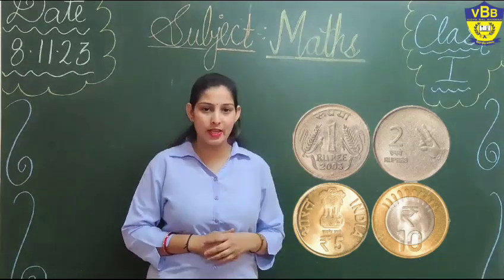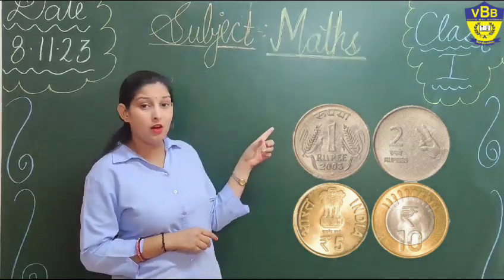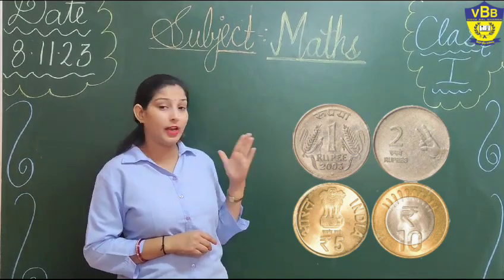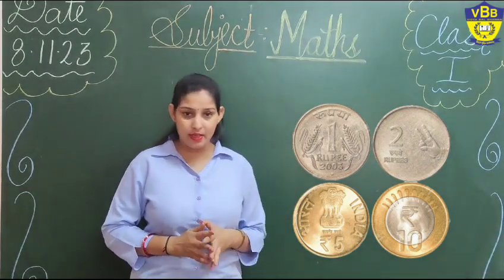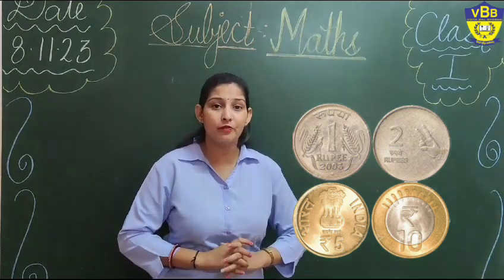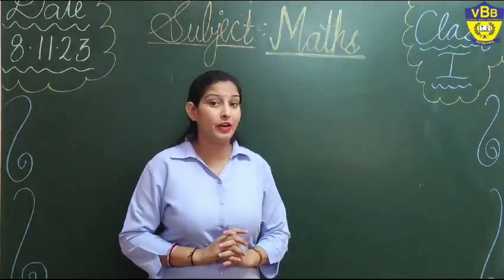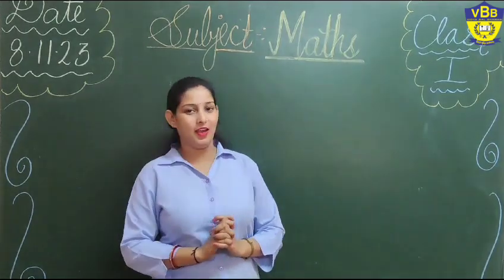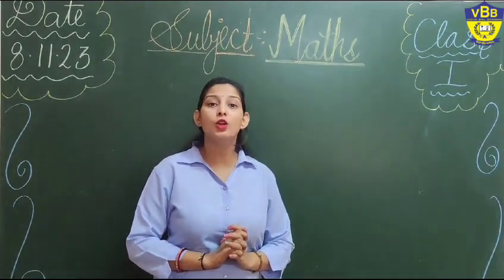Let's see the coins here. As you can see here, a 1 rupee coin, 2 rupee coin, 5 rupee coin and 10 rupee coin. You can see different types of coins and different numbers written on the coins. Now let's move on to notes.